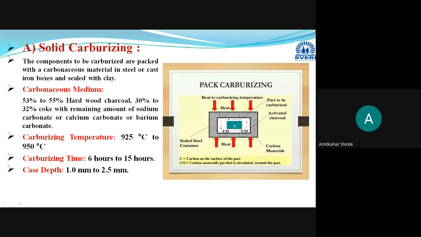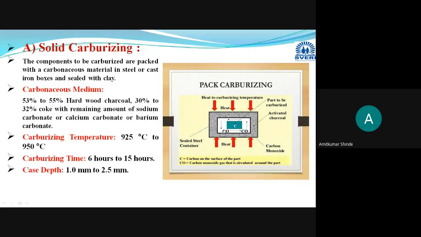Now I will explain the solid type. The first type is solid carburizing. The procedure will be the same. First will be the heating cycle. I will explain directly instead of repeating it for carburizing only. In solid carburizing, this center part is your component to be carburized. The component is taken and placed or packed with carbonaceous medium. You can see the surrounding is covered with the carbonaceous medium.